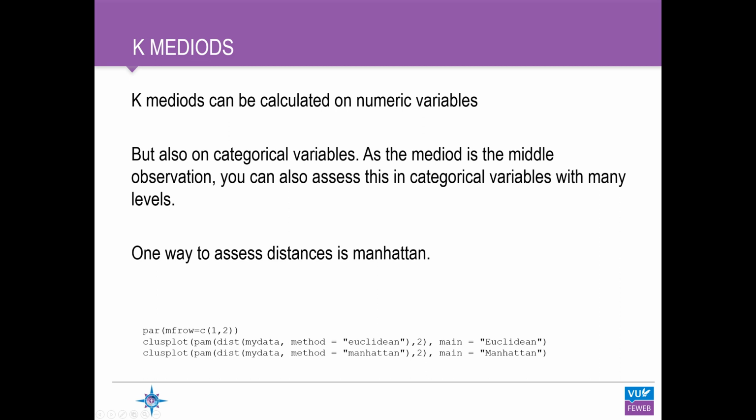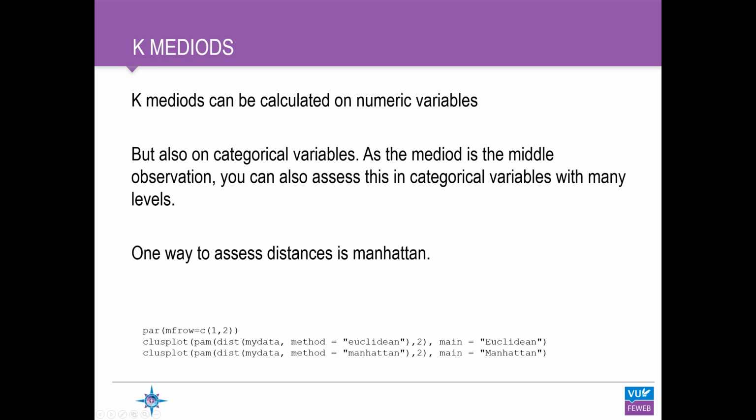Now, it can be calculated on numeric variables, but also on categorical variables, because the medoid, like I said, is the middle observation. So you can also do this with categorical variables with many levels. With countries, there's always one country that is more often mentioned than other countries, for instance, if you ask someone where they go on holiday.